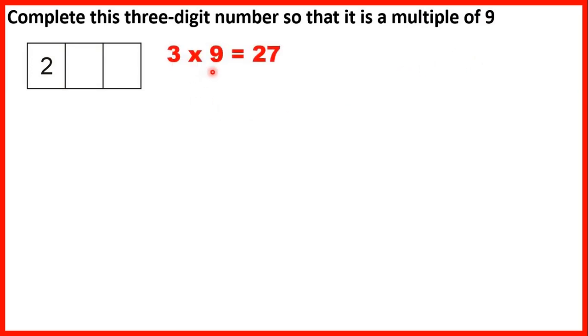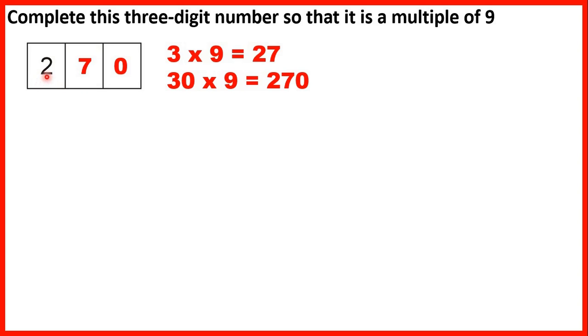Now we know that 3 times 9 is 27, so that means 30 times 9 is 270, and our hundreds digit has to be a 2, so we can write 7 as our tens digit and 0 as our ones digit. So that's a way to get the answer quickly, but there are lots of possible answers for this question.